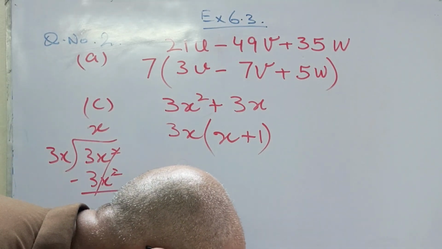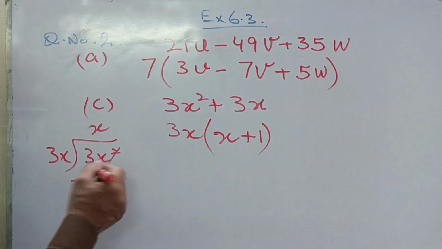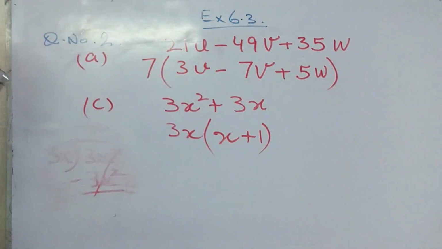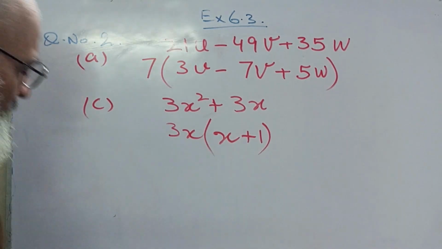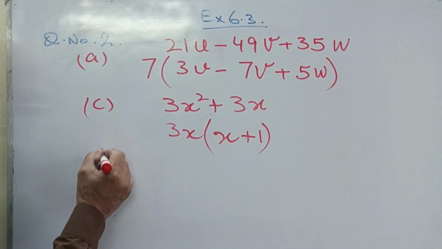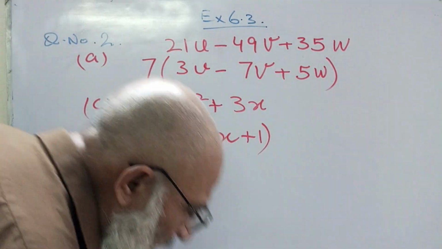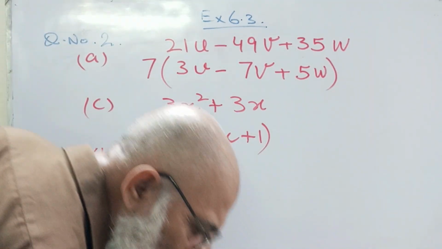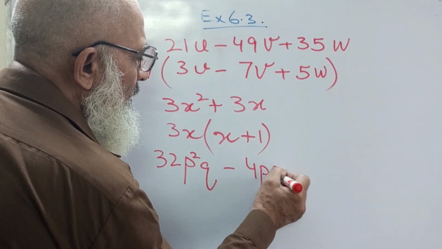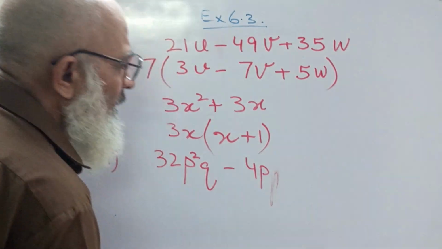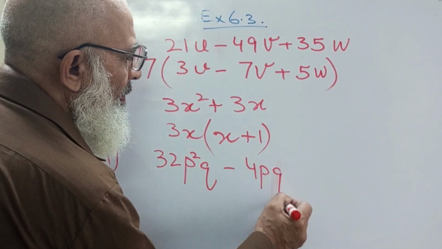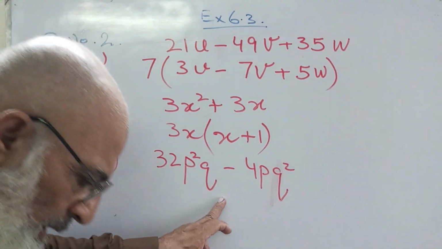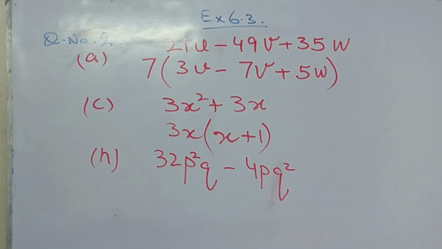Let me proceed to another example, and that is part H. This is the final question of this part, because the rest of the questions you will do by yourself. Part H says 32 p square q minus 4 p q square. Now this is your question: 32 p square q minus 4 p q square. Okay, it is very easy.